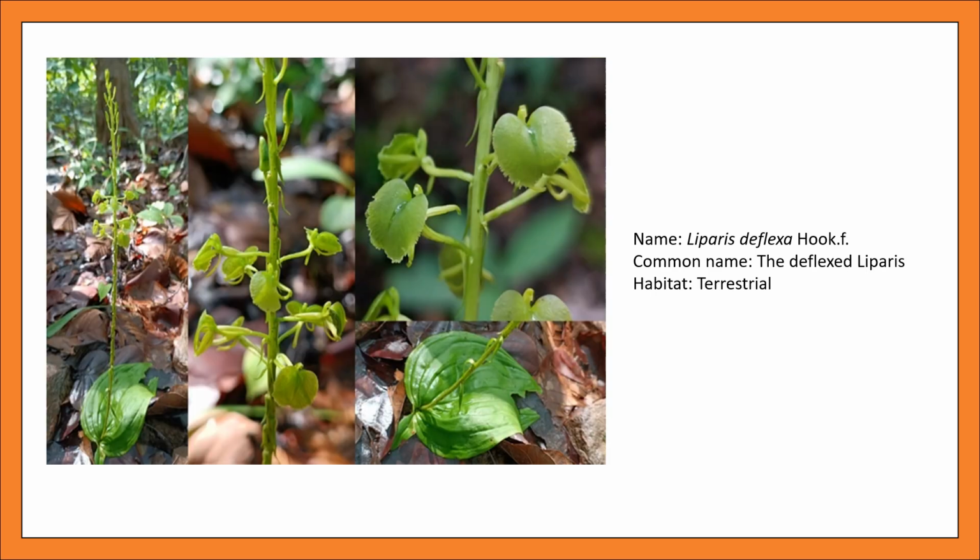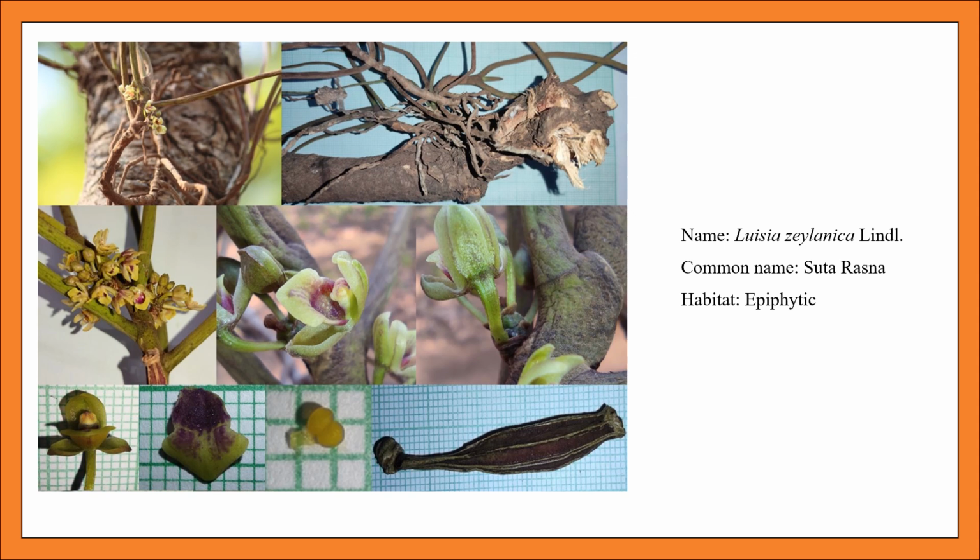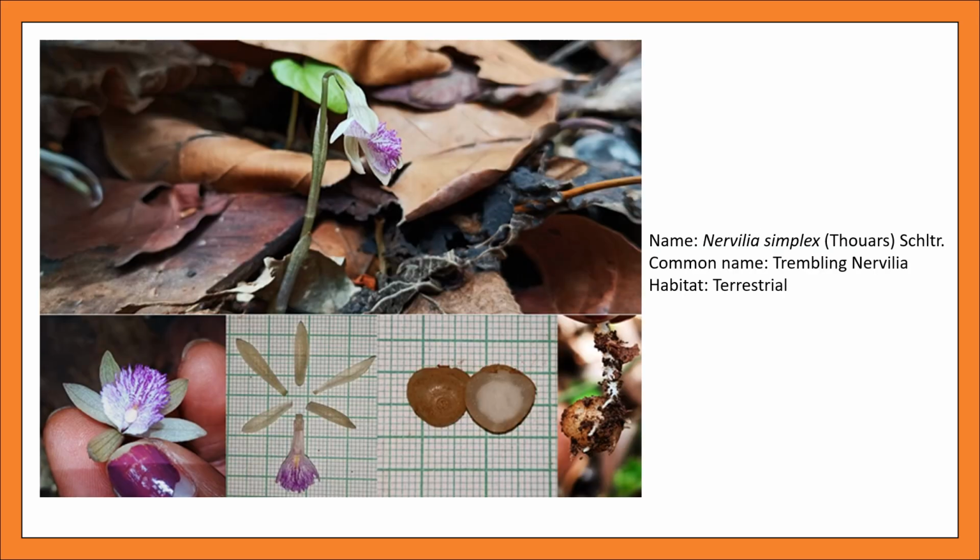Liparis deflexa, a green flower, very beautiful. You can observe the beauty here. Liparis viridiflora, small flowers, epiphytic. Luisia zeylanica, again a good population we have observed in Bonai Forest Division. This is the Nervilia simplex. Many species of Nervilia we collected. Among them, it is common. You can observe the beauty of the flower. The tubers are edible. It is used as a medicinal agent.